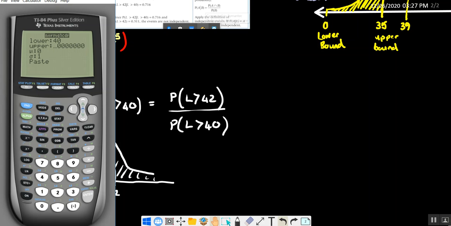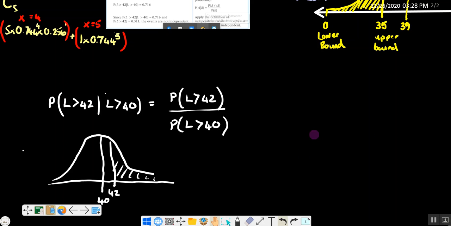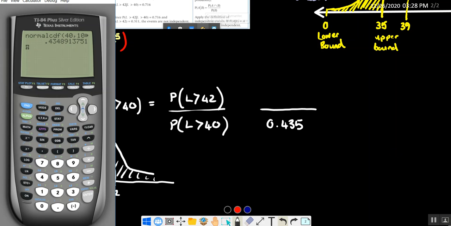All right. What's the mean? 39. What's the standard deviation? 6.1. Let's paste that. Enter, and we get 0.435. Should we go 0.435? So that's the bottom one, 0.435. And then we've got to do the same for the top. So let's do it again.